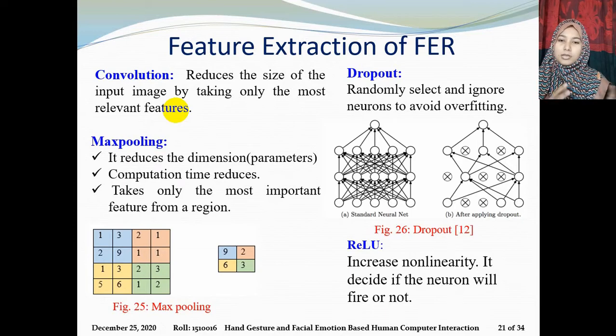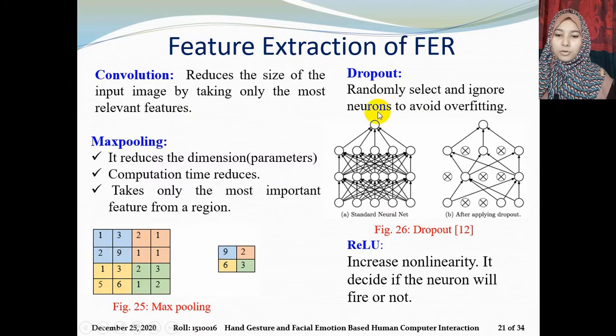After that there is another process called max pooling. This reduces the dimension of an image, hence the parameters of that image, and the computation time is reduced because of this. It takes only the most important feature from a region. Like if the image has 2x2 regions, from each 2x2 region it will only take the maximum.